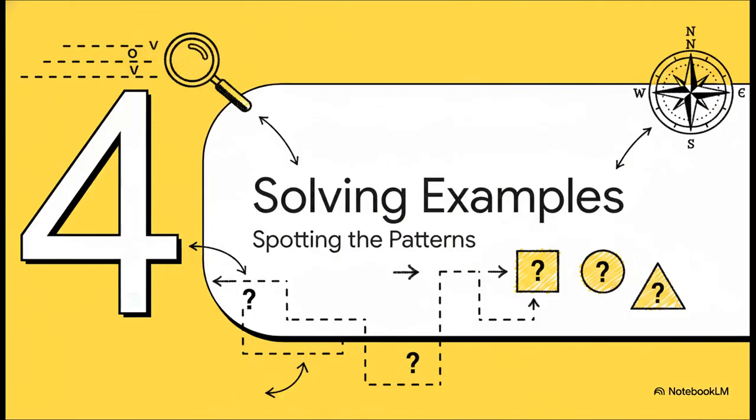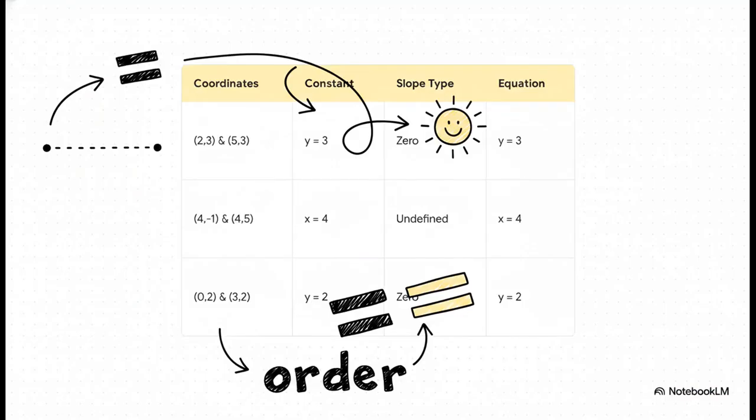All right, section 4, solving the slope examples. Let's look at how beautifully organizing our data works in practice. Take the first example. We've got the coordinates (2, 3) and (5, 3). Just ask yourself, what is exactly the same here? The y values. They match perfectly at 3, which immediately tells us it's a 0 slope. And since that y value never changes, the equation for the entire line is simply y = 3. It's incredibly straightforward when you just let the order do all the heavy lifting for you.